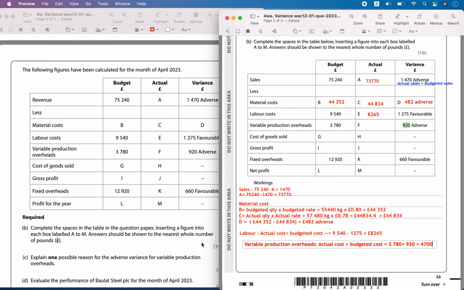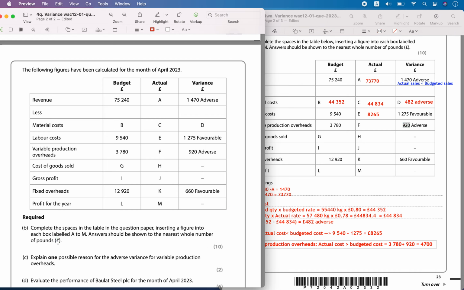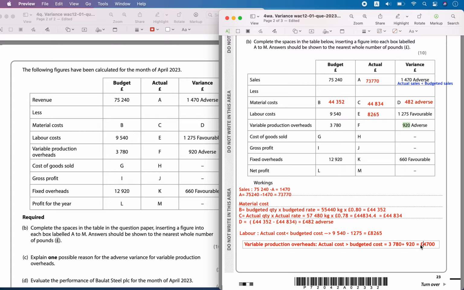It was 4700 pounds. So let's write it here. It is 4700, and that's why my actual cost has gone up than the projected budgeted, and that is by amount 920.